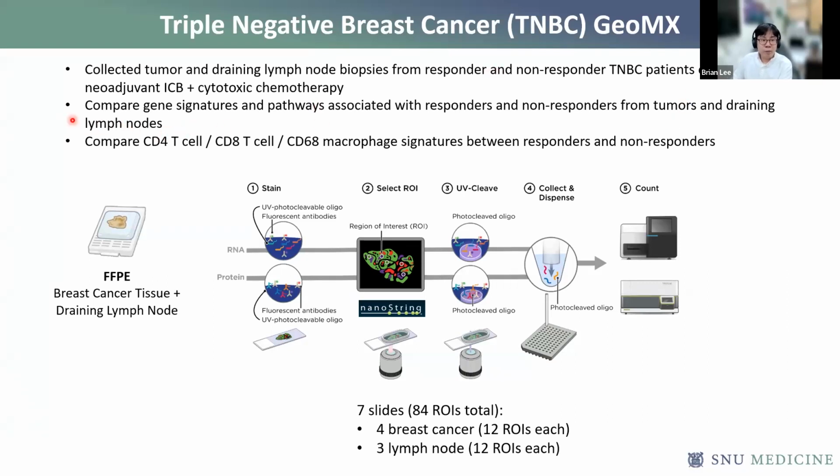And then we also wanted to compare CD4 T cell, CD8 T cell, and CD8 macrophage cell type signatures and gene signatures between these responders and non-responders to get a better sense of why patients are responding to neoadjuvant treatment and why they are not. And so as a pilot study, we've collected 4 breast cancer tissues, each with 12 ROIs, and then 3 lymph node slides as well, each with 12 ROIs.